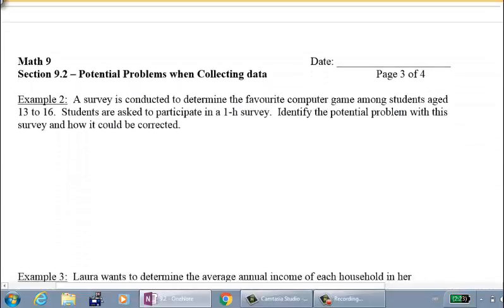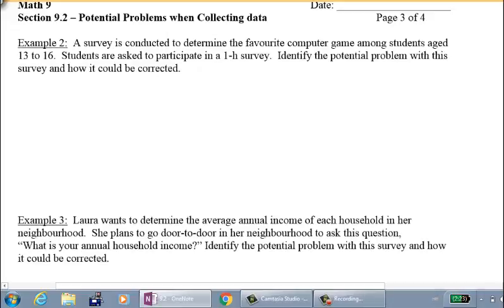Okay, so looking at these examples now, continuing on, the question is, is there a problem here? And if it is, can you correct it? So read example number 2 yourself, and then see what type of potential problem you see.